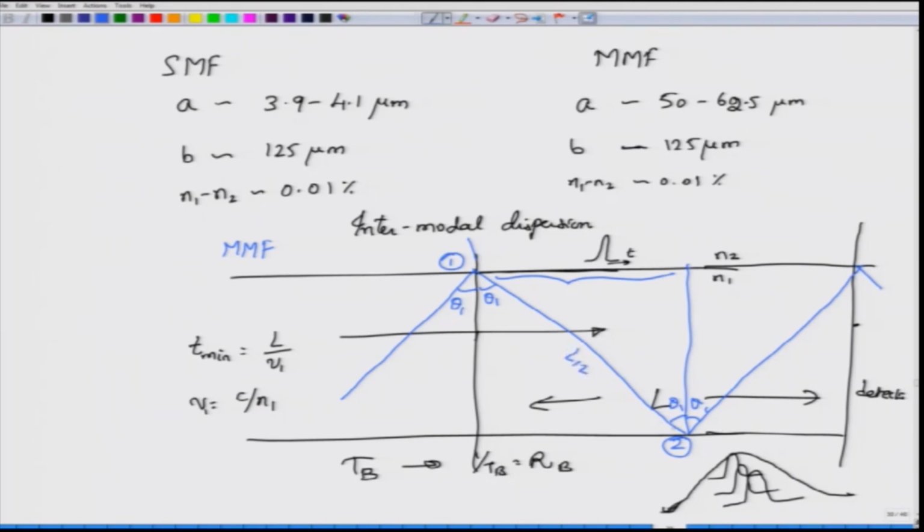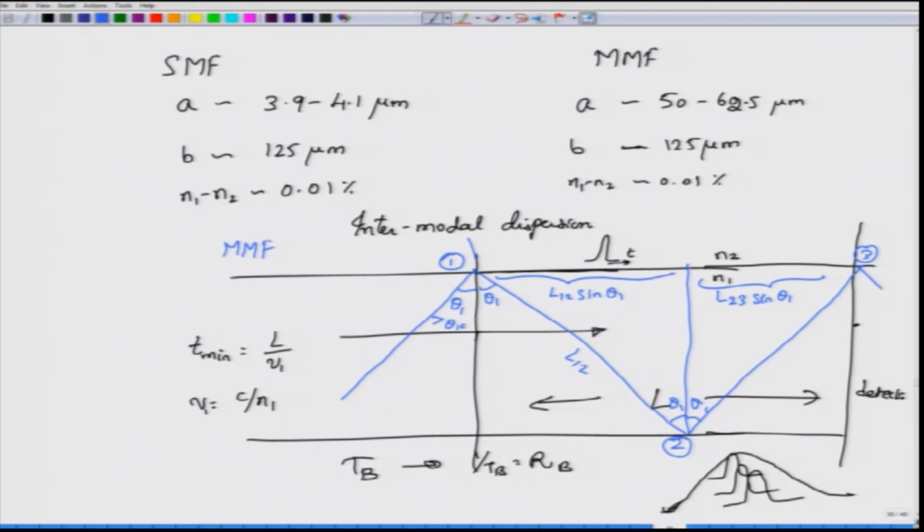In terms of L12, this distance is basically L12 sine theta 1, because sine theta 1 is opposite by hypotenuse, going by the basic trigonometry. So this length is L12 sine theta 2, and let us call this point 3. Then this would be L23 with the same angle sine theta 1, because it has totally internally reflected. Theta 1 is of course greater than theta 1 c, please keep that in mind.